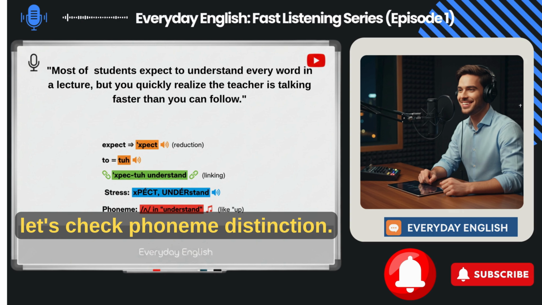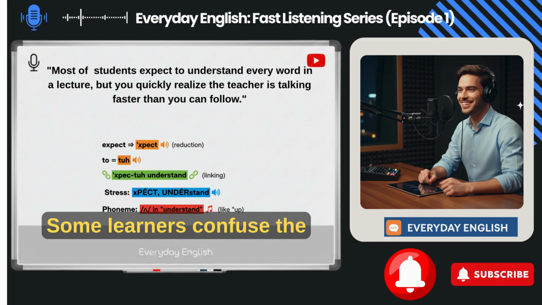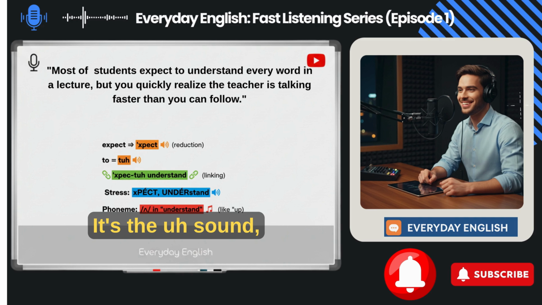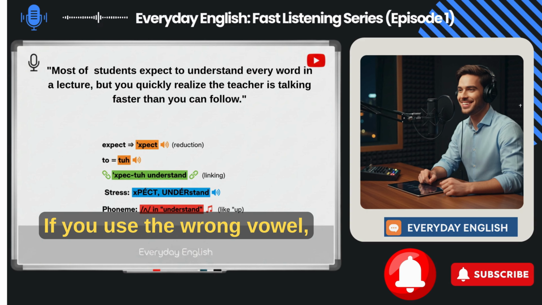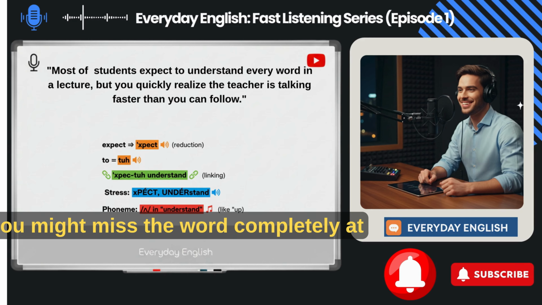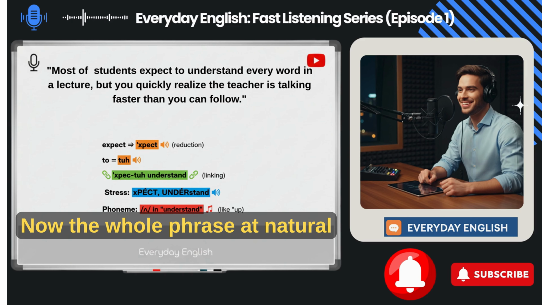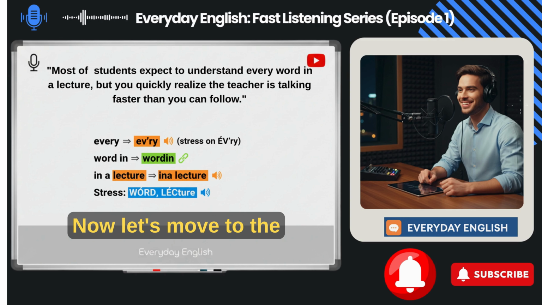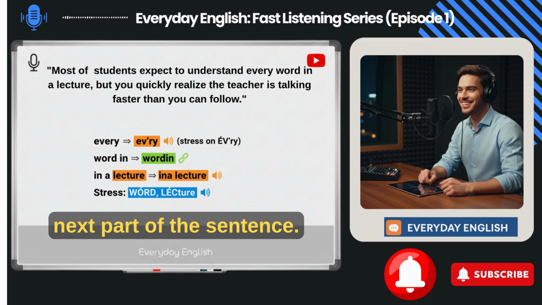Finally, let's check phoneme distinction. Some learners confuse the vowel in understand. It's the sound, like an up. It's not understand, it's understand. If you use the wrong vowel, you might miss the word completely at native speed. Now, the whole phrase at natural speed, expect to understand. Now, let's move to the next part of the sentence.